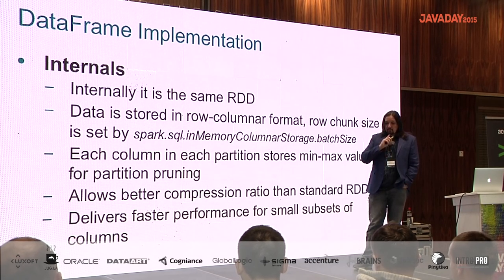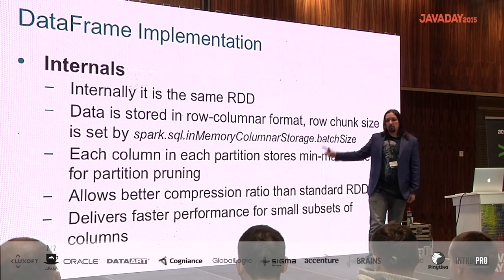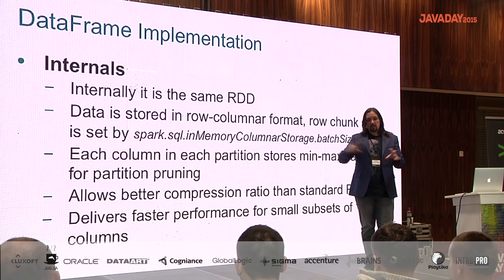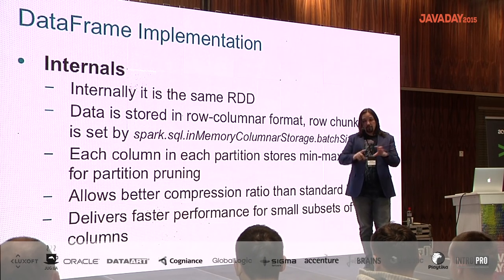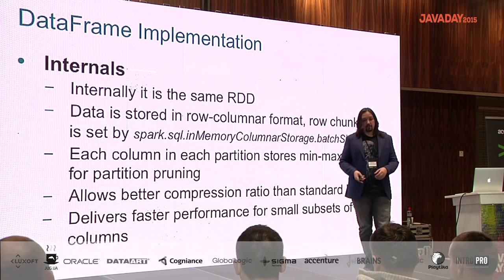And it delivers much faster performance for small subsets of columns. Again, it stores in a columnar way. If you need only 2 columns out of 100, then you don't need to deserialize the data for 100 columns. You deserialize only these 2 specific columns.